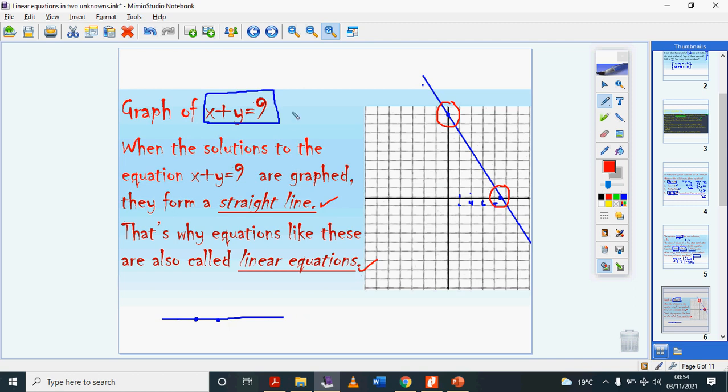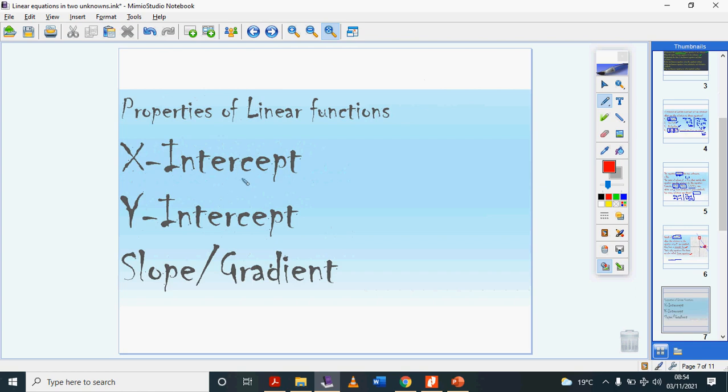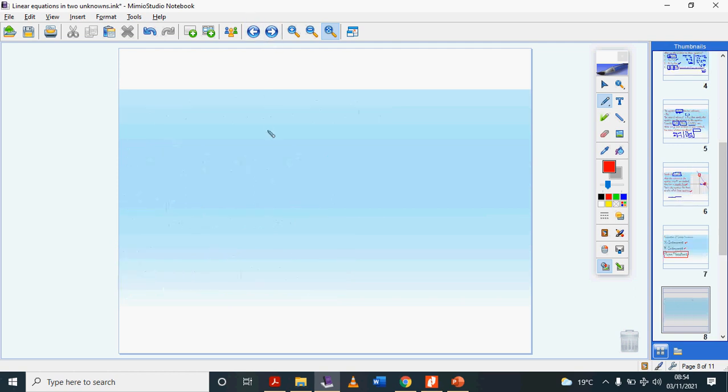I hope you're writing these notes in your books, because I'm expecting that you are. Okay, so linear functions have x-intercepts, have y-intercepts, and have something that I don't know if you've covered before called a slope or gradient, right? Slope or gradient is how steep a line is. So if a line is like this, it has a slope, but this one is steeper, so it has a higher slope, and this one is not as steep, so it has a lower slope.